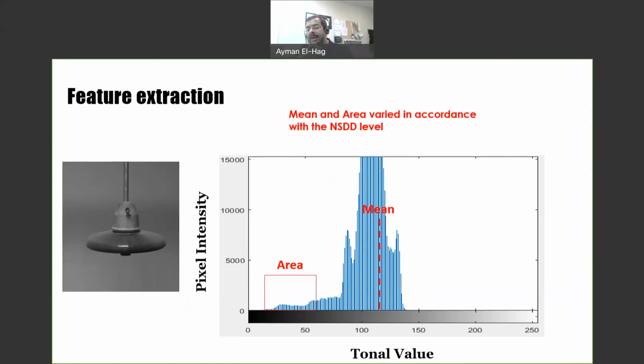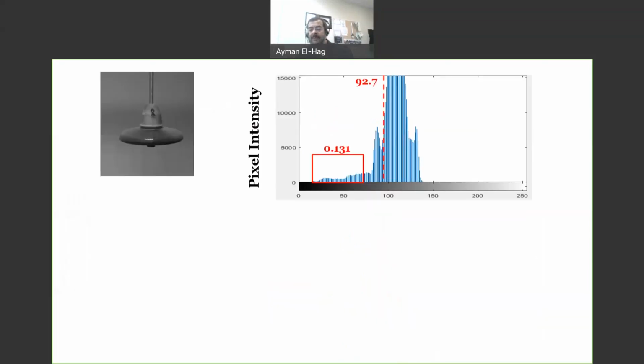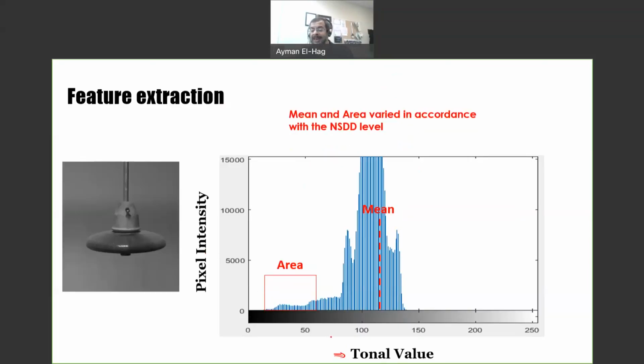Here you cannot do that. Here you have to extract some features from the signals. What features do we try? We convert the image into a black and white image, and then we compute something called the tonal value. The tonal value is the brightness of the image, how bright the pixels of the image are.